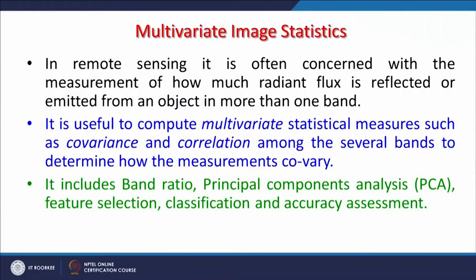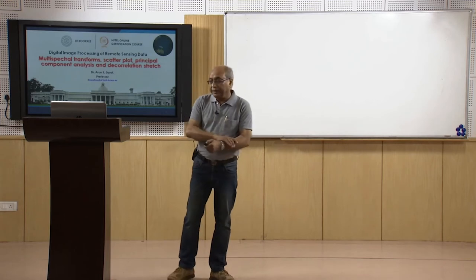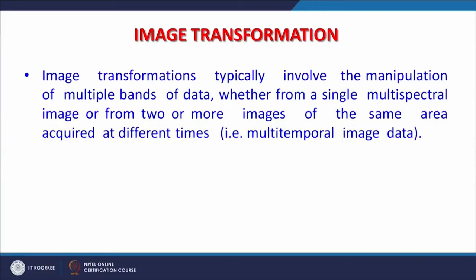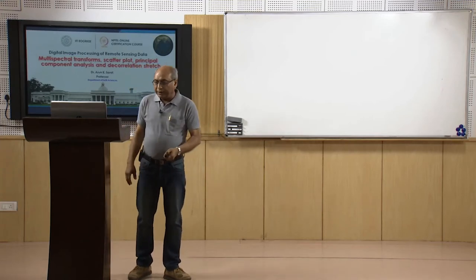It includes this multivariate analysis, as I have mentioned earlier, band ratioing techniques, for which we will discuss several limitations and advantages, principal component analysis, the very popular PCA, feature selection, classification, and accuracy assessment. So mainly image transformation, and that is multivariate. Image transformation typically involves the manipulation of multiple bands of data, whether from a single multispectral image or from two or more images of the same area acquired at different times. That is multi-temporal image data. So that can also be analyzed in this way.